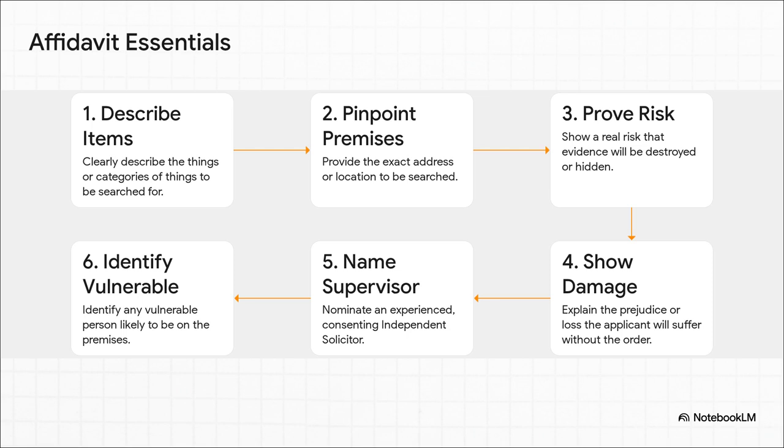You also have to show the serious, irreparable harm your client's case will suffer if that evidence vanishes. And finally, some practicalities. You need to nominate an experienced, independent solicitor to supervise, and you have a duty to tell the court if any vulnerable people might be there, so the right protections can be put in place.